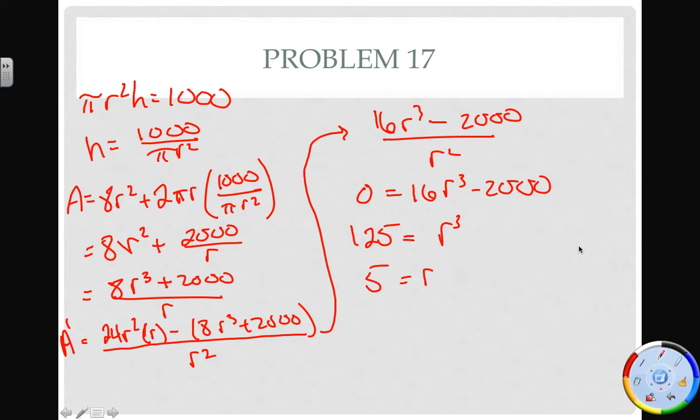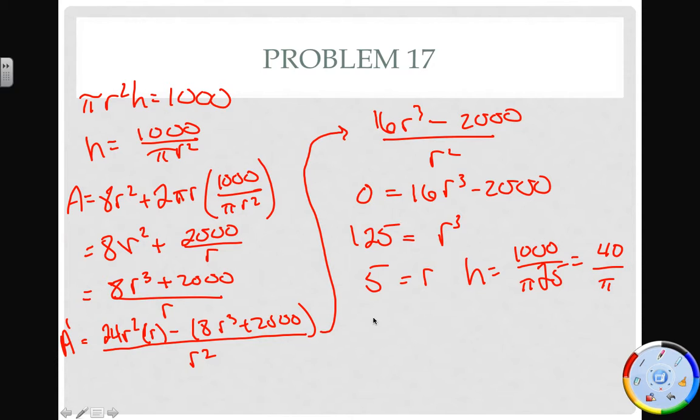Because actually the question says, what is the ratio of height to radius? So we need to find a ratio. So height is equal to 1,000 divided by pi times 25, which is r squared. That's this h, remember? And this is equal to 40 over pi.